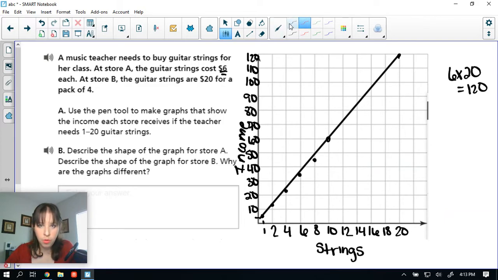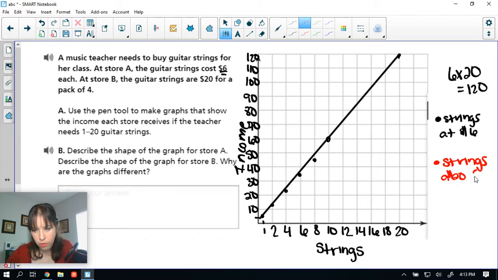So the black one is strings at $6. I'm going to use red for this one. Strings at $20 for 4. All right, so the first 4 strings are going to be $20.